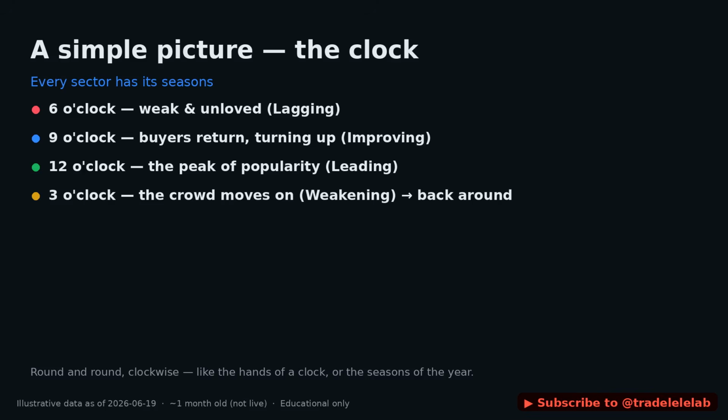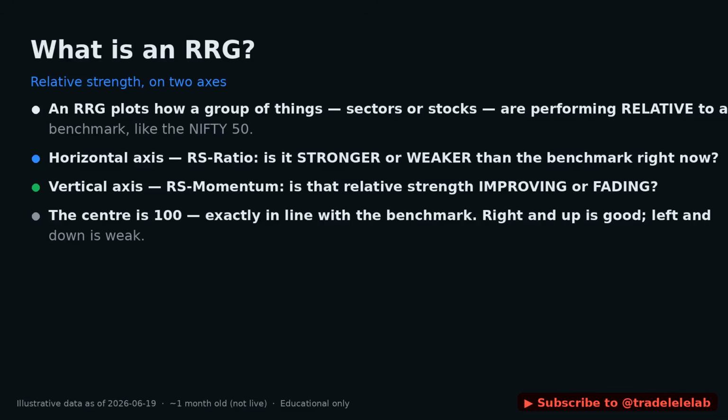The seasons of the market work exactly the same way. Every sector has its spring, its summer, its autumn, and its winter. The relative rotation graph is simply a way to see, at a single glance, which season each sector is in right now. So, what is an RRG?